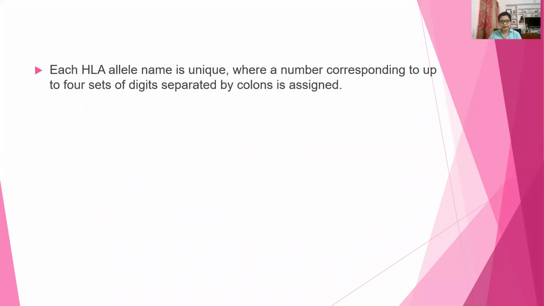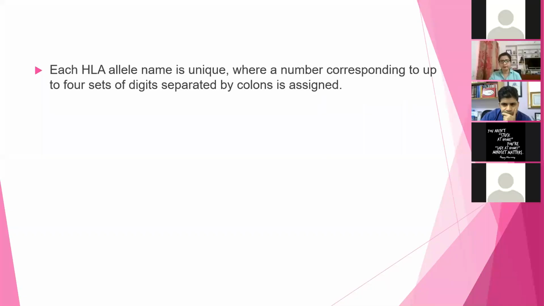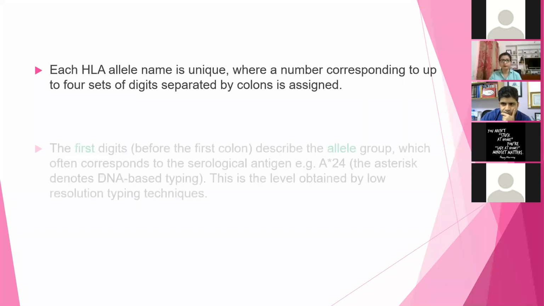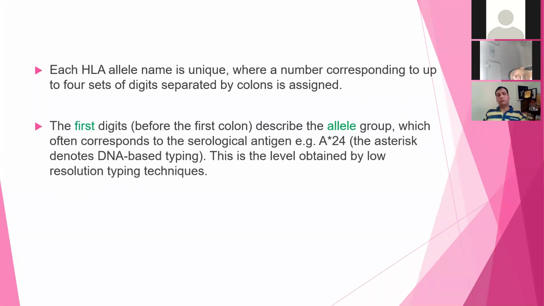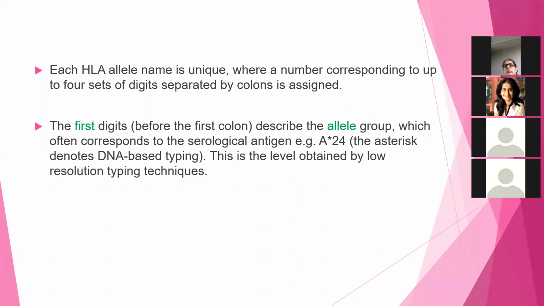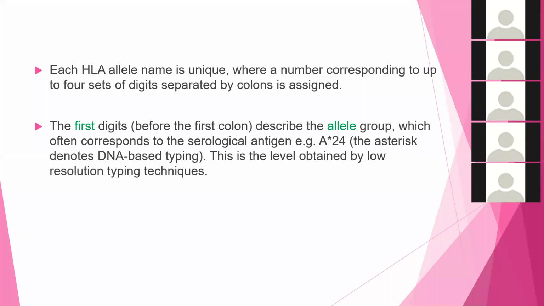So each HLA allele name is unique, where a number corresponding to up to 4 sets of digits separated by colons is assigned. The first digits before the first colon describe the allele group, which often corresponds to the serological antigen. Example A is asterisk 24.